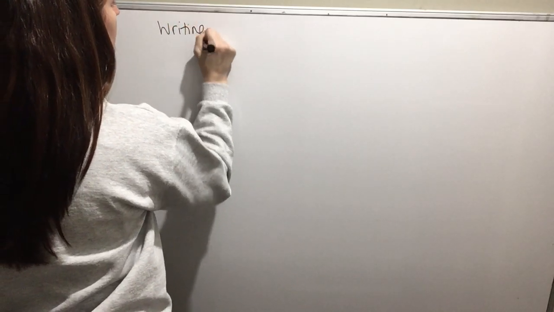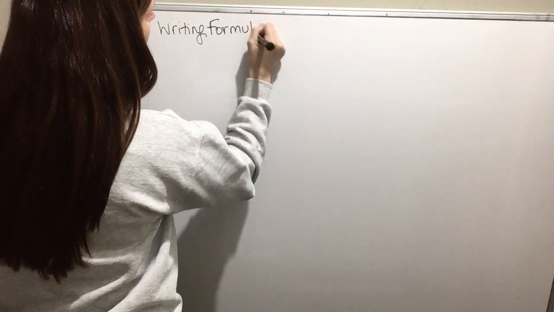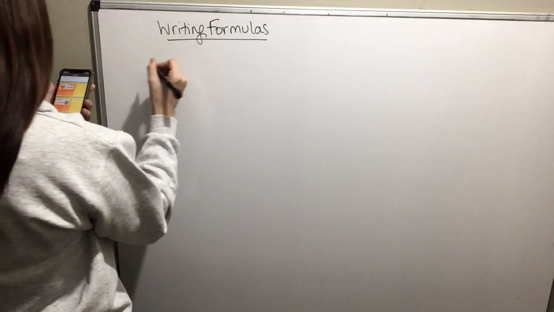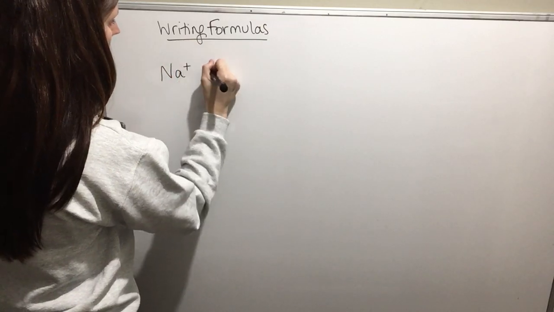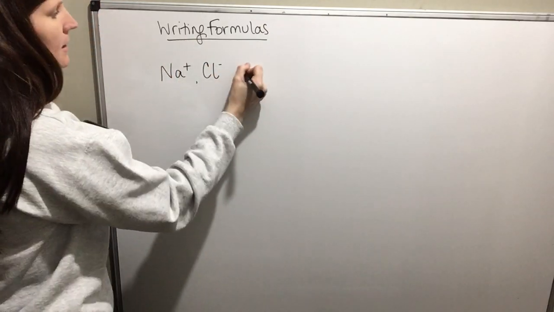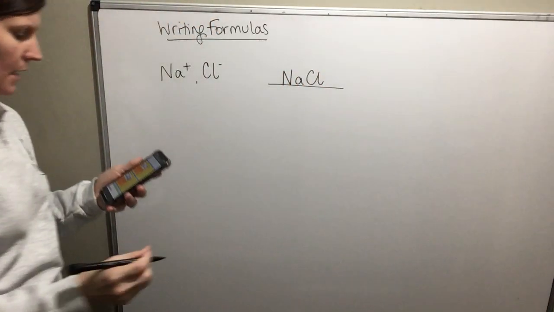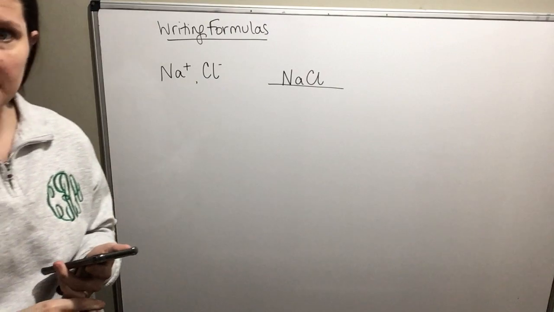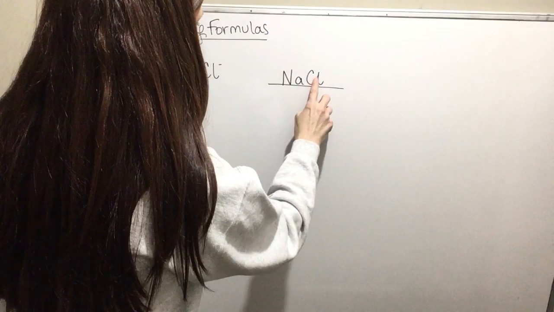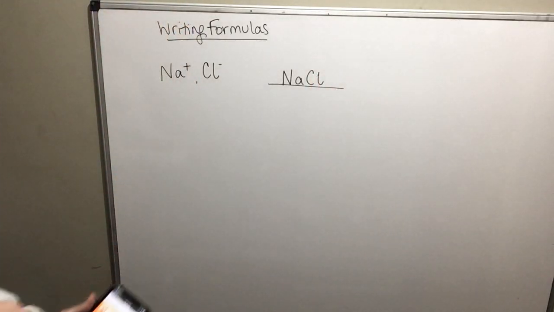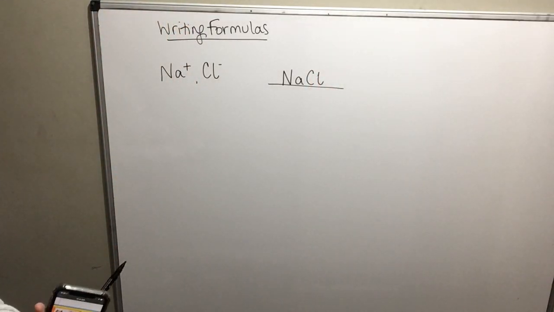So your practice problems for writing formulas. There were 8. The first one was Na plus Cl minus. So your answer should have been NaCl, because the plus and the minus already balance out, and so they only need one atom of each so that they are balanced.